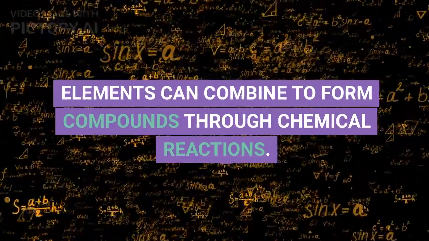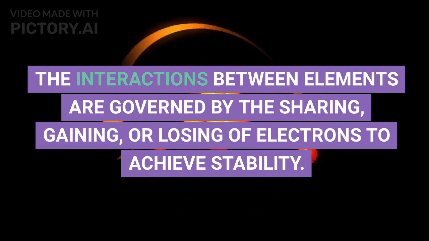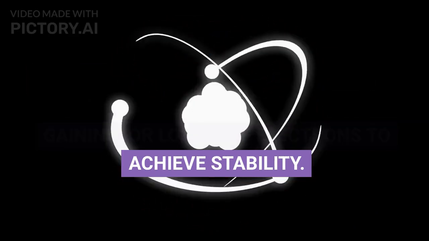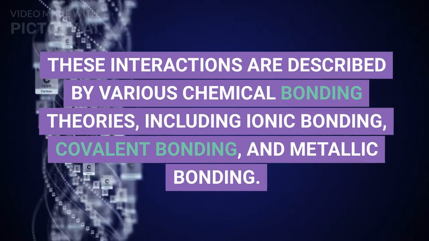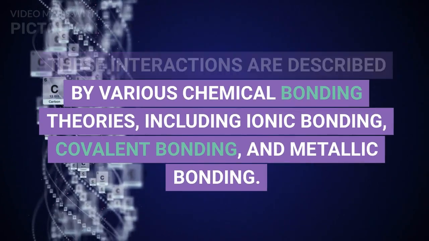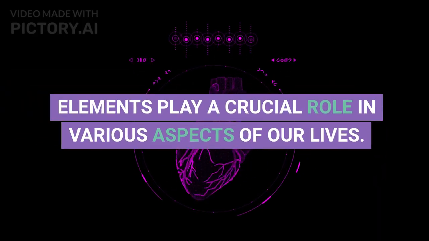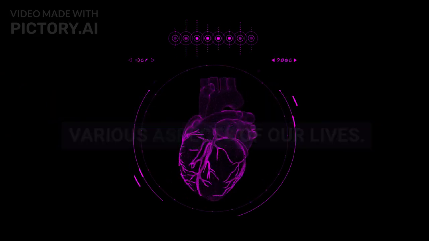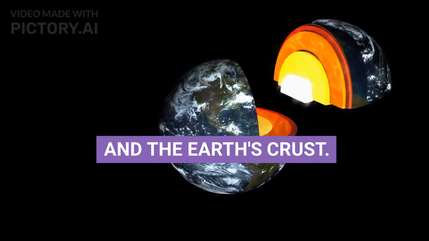Elements can combine to form compounds through chemical reactions. The interactions between elements are governed by the sharing, gaining, or losing of electrons to achieve stability. These interactions are described by various chemical bonding theories, including ionic bonding, covalent bonding, and metallic bonding. Elements play a crucial role in various aspects of our lives. They are essential for the composition of minerals, rocks, and the Earth's crust.